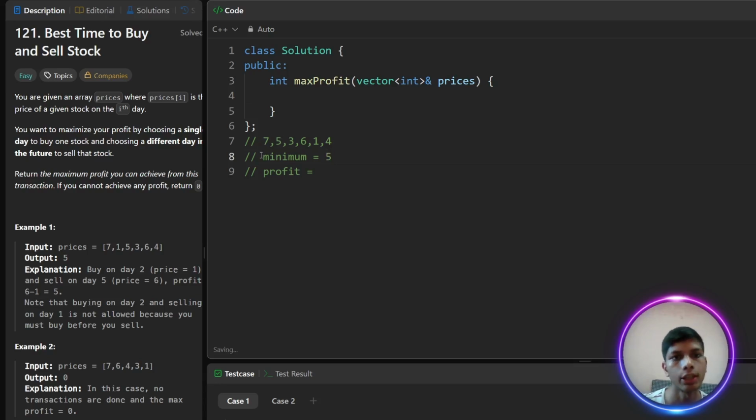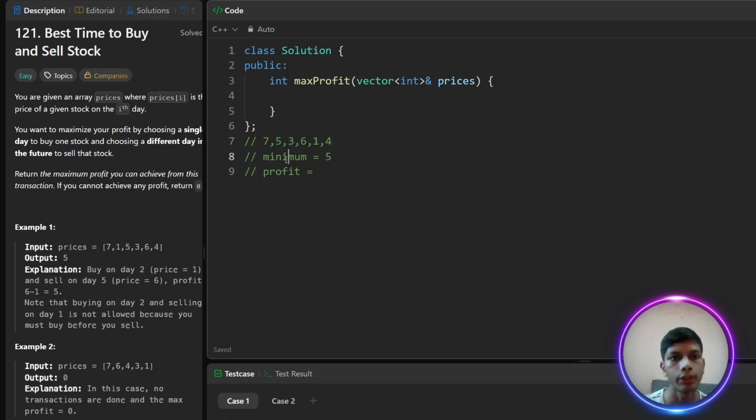So it is now minimum. Okay, it is now minimum. Now let's go to the next one. 3. So first of all I will try to see my profit. So 3 minus 5. 3 minus 5.